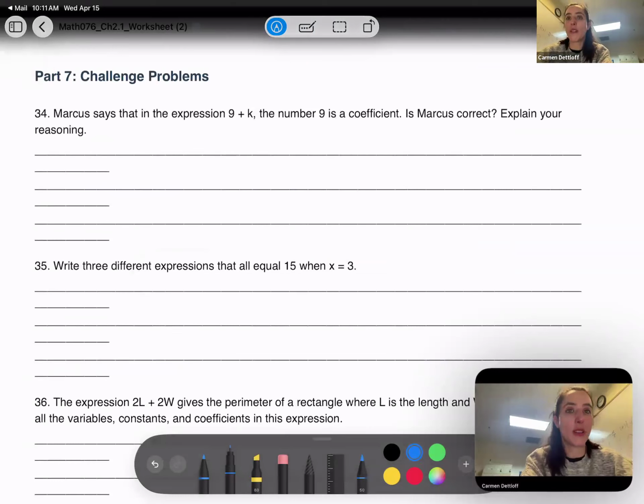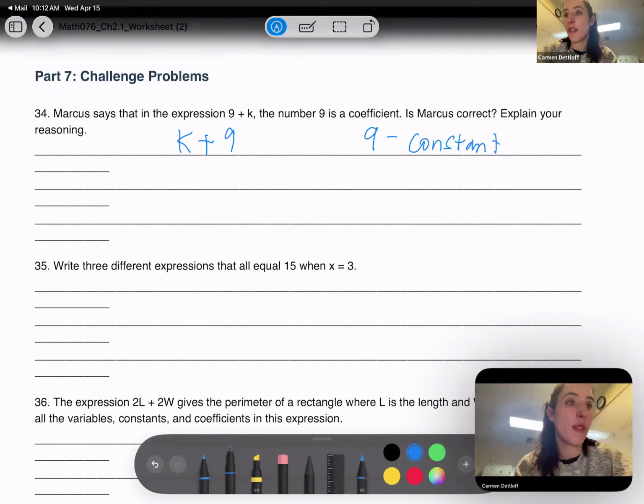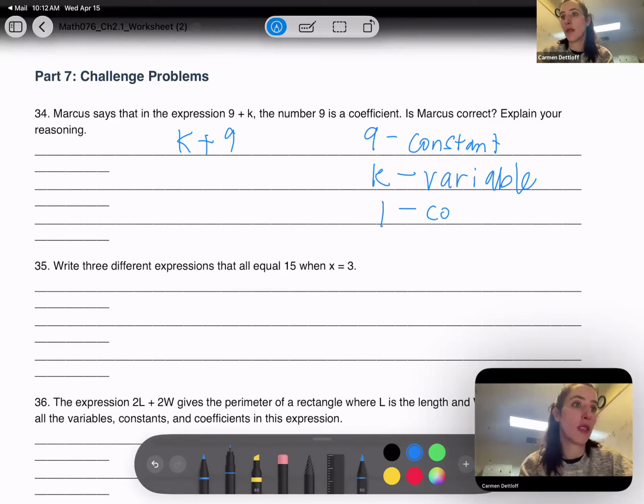Challenge problems. Marcus says the expression 9 plus k, 9 is the coefficient. Is Marcus correct? Explain your reasoning. Let's look at this one. It is in the opposite order from how we normally write it, so let's write it the way that we normally look at it: k plus 9. So 9 to me looks like the constant, and k is my variable. And what's my coefficient, the number in front of it? In front of k, I have a hidden 1 as my coefficient.